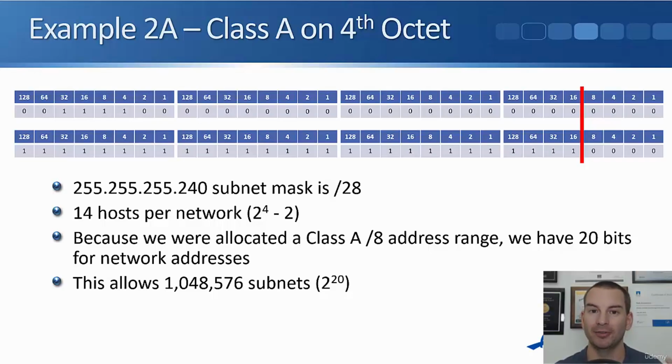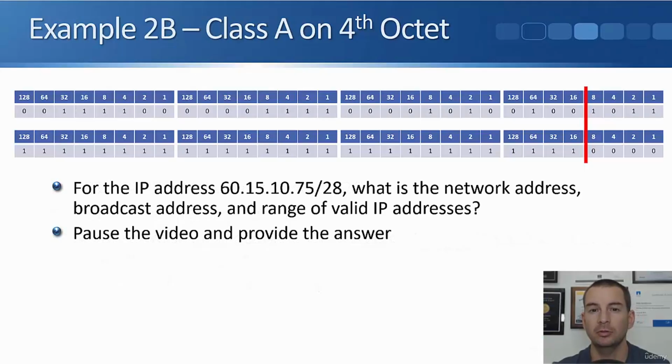So 2 to the power of 20 works out at a little over 1 million subnets. Now, hopefully you wouldn't have to figure out a number as big as that on the exam, but if you had to, you'd still be able to do it. Again, you just start at 2 and keep doubling it up all the way until you've done it 20 times. As usual, we've got part 2 of the question.